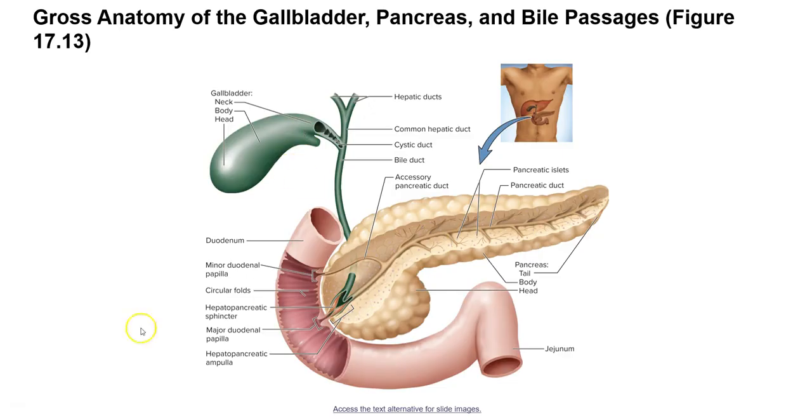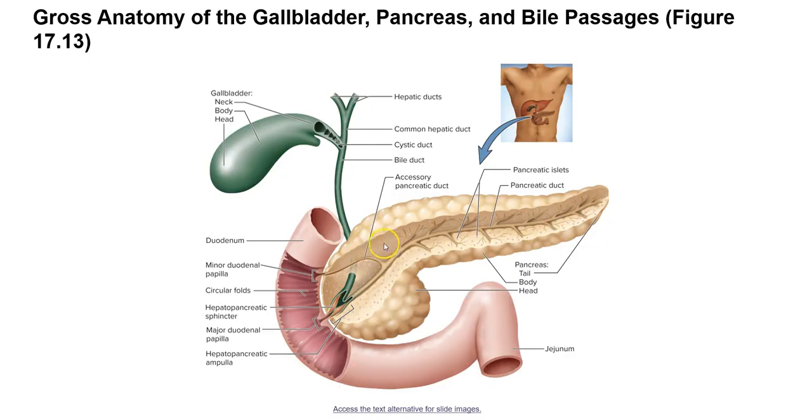Now, as far as the pancreas goes, remember the pancreas has both endocrine and exocrine function. So the endocrine function of the pancreas is allowed for by those pancreatic islets, which are going to produce insulin and glucagon, the two major hormones that help us regulate our blood sugar. But about 99% of the pancreas is actually made of exocrine cells, which are used to produce and secrete digestive juices that can then be secreted into the duodenum to help aid in the digestive process.